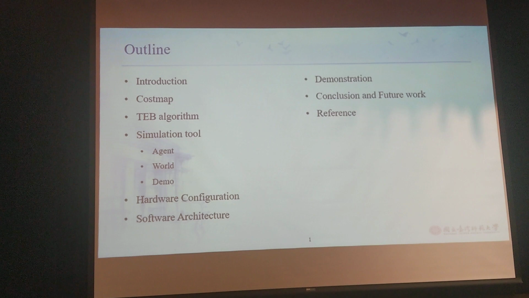And this is the outline. First, I will introduce what AGV is and why dynamic avoidance is necessary. And next, I will talk about COSTMAP and the TEB algorithm. They play an important role in dynamic avoidance. Then I will introduce the simulation tool I use, including agent, world, and demonstration. After the simulation part, I will introduce the real AGV test, including hardware configuration and software architecture. Finally, I will show the demonstration and talk about the conclusion and future work.